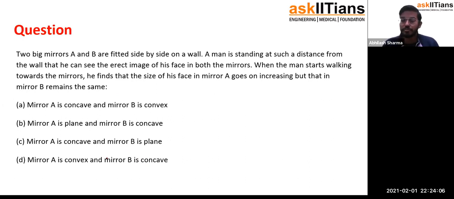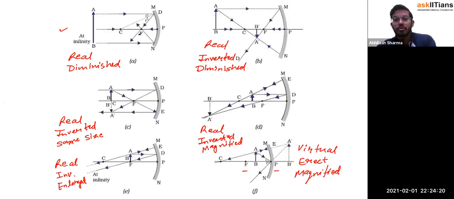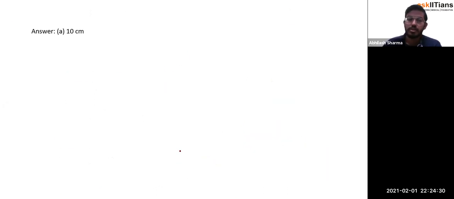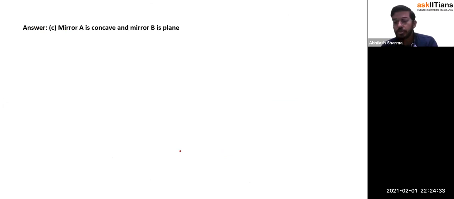But we can also check for mirror A. Just see what they are saying about mirror A. When the man starts walking towards the mirror, he finds that the size of his face in mirror A goes on increasing. That's what we observed also. When you move closer towards a concave mirror, you can see initially it was diminished, but then it kept on getting magnified and enlarged, isn't it? So it has to be the C option.